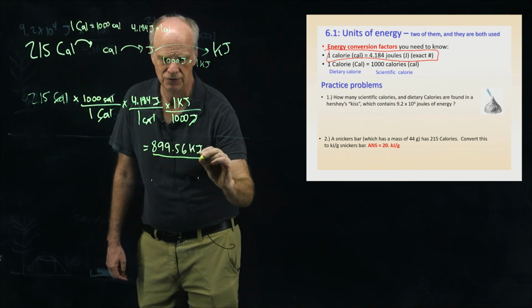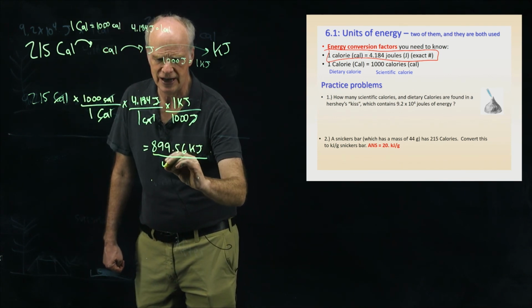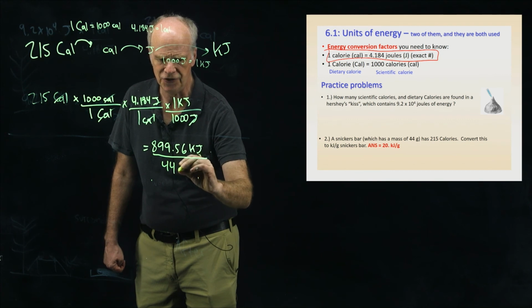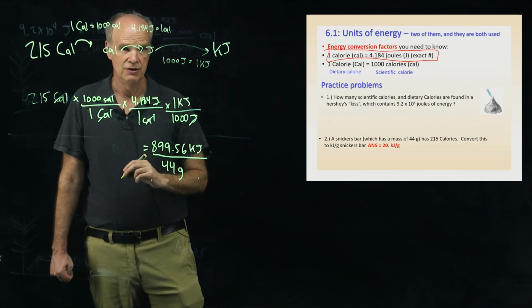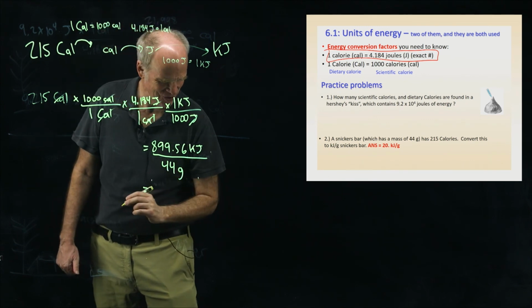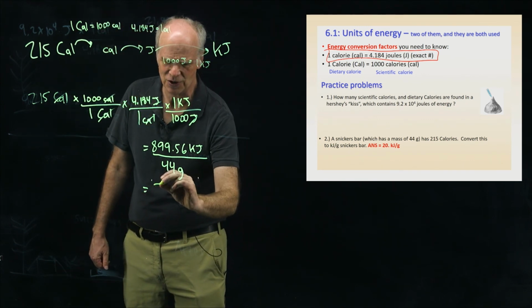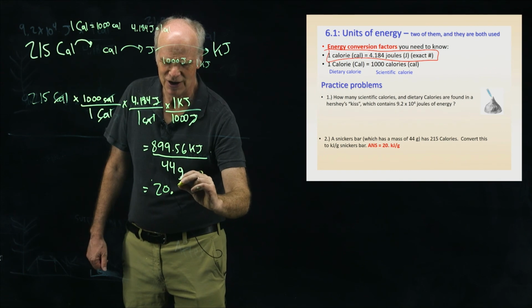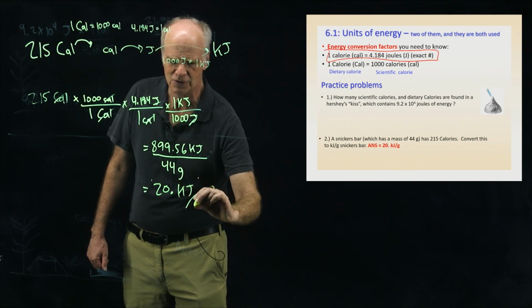So we're going to do this value here. You're going to divide it by 44 grams of the, I should be saying Snickers bar. And so the answer you get here, I think if you work this out, is 20 kilojoules per gram of Snickers bar.